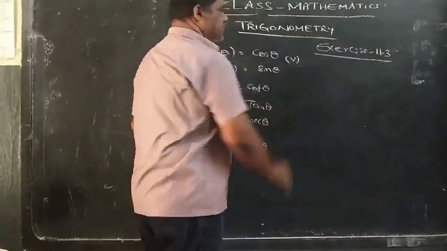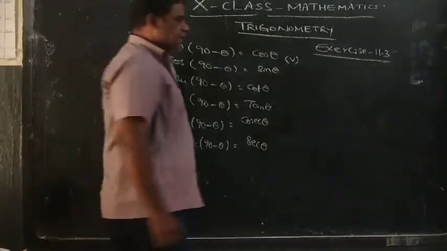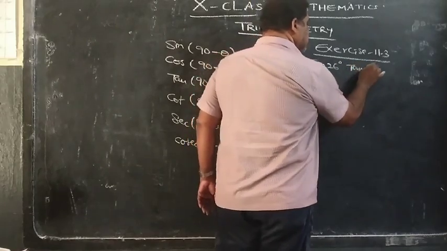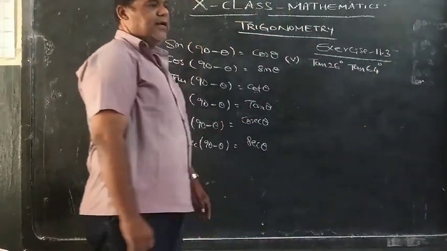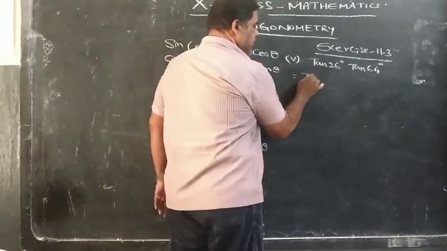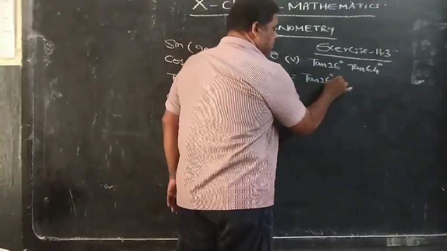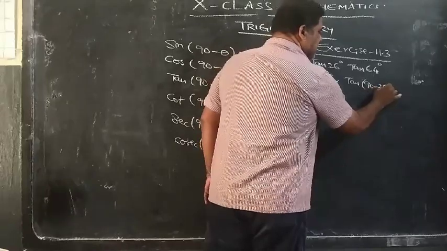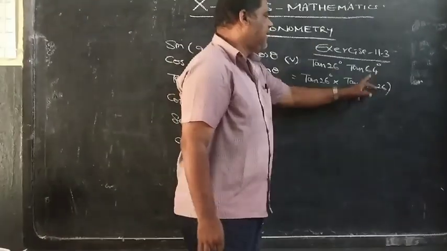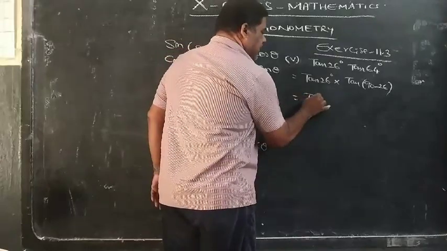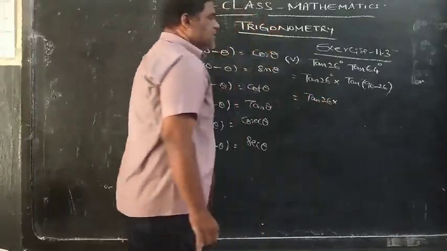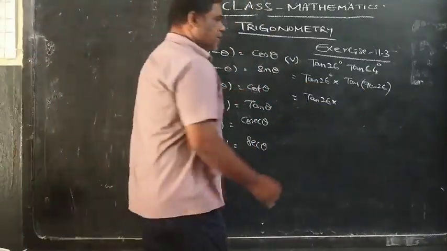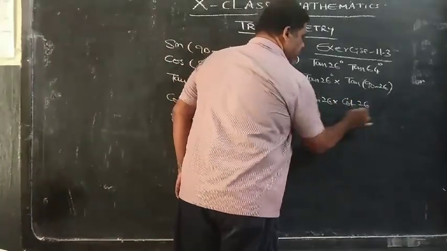Right, fifth one, tan 26 degrees into tan 64 degrees. Tan 26 degrees you write as it is. This 64 can be written as 90 minus 26. Now tan 26 degrees into, now this is in the form of tan(90 minus theta). Tan(90 minus theta) is cot theta, so it is cot 26 degrees.